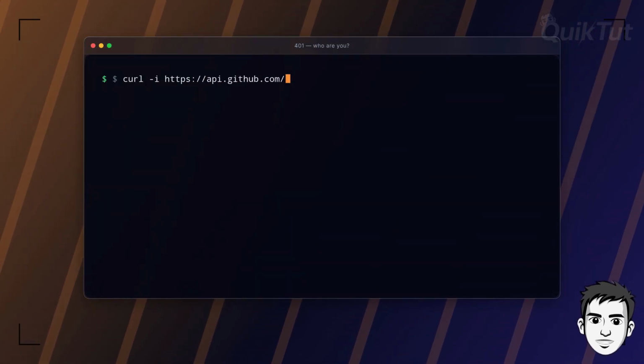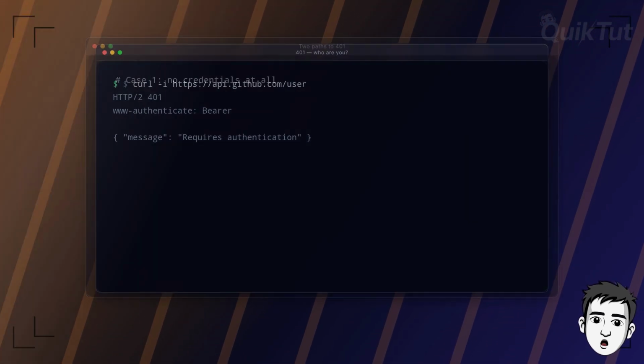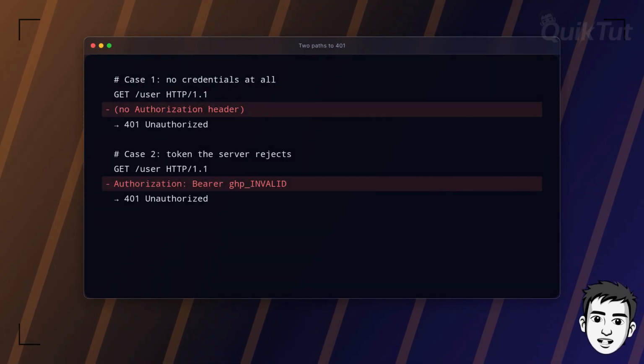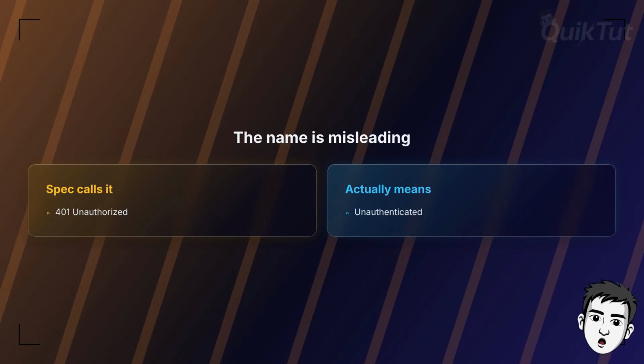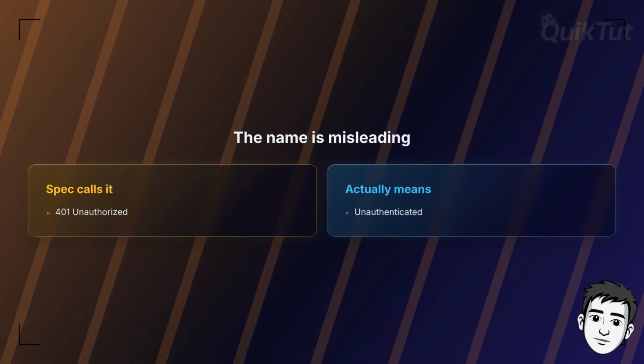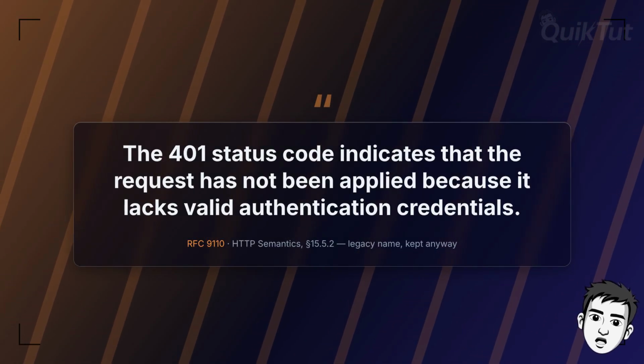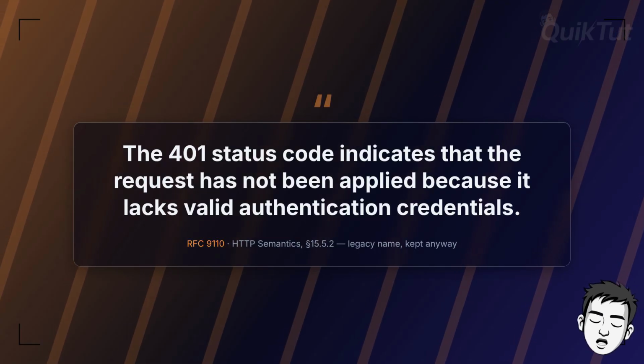401 gets interesting. It's the server asking, who are you? You sent no credentials, or the token is invalid, and the server doesn't know you yet. Small trap: the spec calls it unauthorized, but it actually means unauthenticated. RFC 9110 even admits the name is wrong. It's a legacy thing nobody's gonna fix.